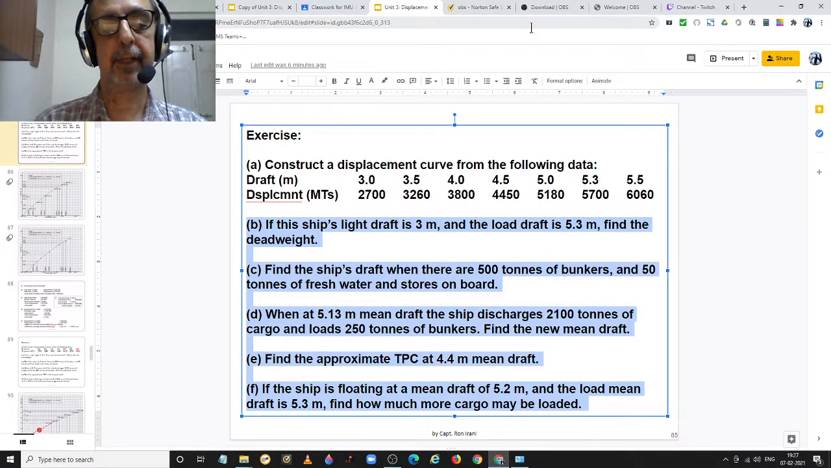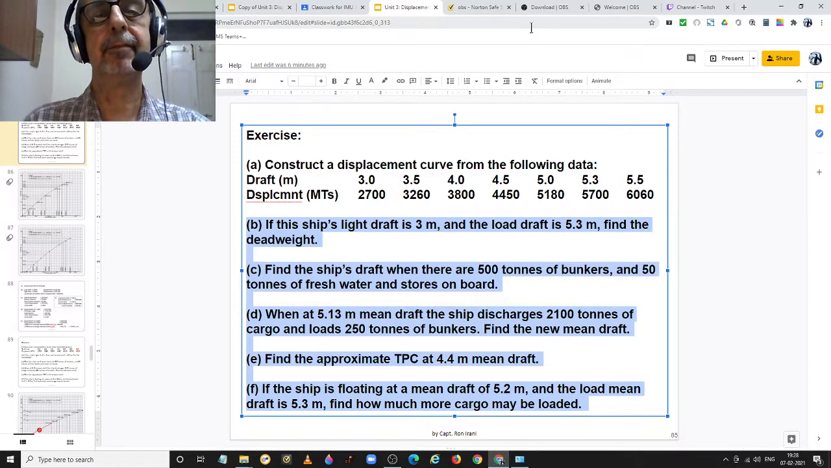So the first thing that we have to calculate from our draft is the deadweight. The ship's light draft is given as 3 meters and the load draft is given as 5.3 meters. The second thing is we have to find the ship's draft when there are 500 tons of bunkers and 50 tons of fresh water and stores on board. Now to calculate this part C, we will have to start from the ship's light draft displacement, which is at 3 meters.